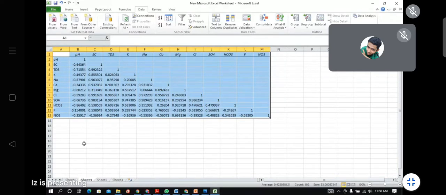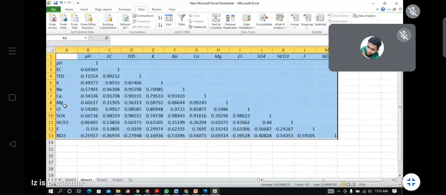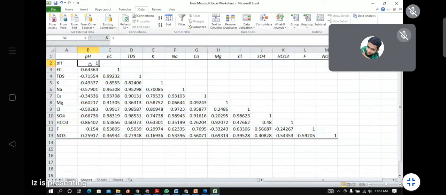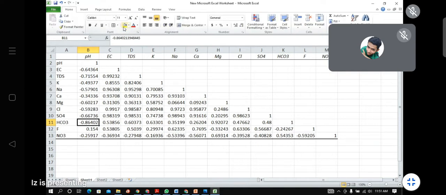So Pearson correlation coefficient we applied and we got this table. This table tells the correlation between individual parameters. For example, pH. Now pH, with pH, of course it will be highly correlated. I mean, this is pH against pH. Okay. Now pH is not having any positive or significant correlation except bicarbonate. You see, pH is having a significant negative correlation with bicarbonate.